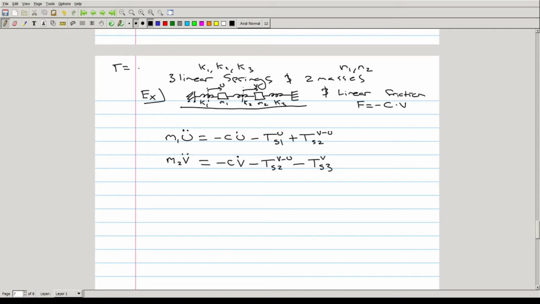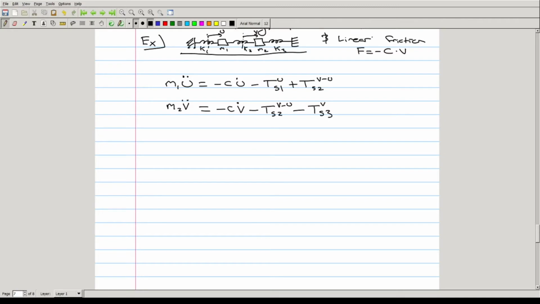So the spring tension is Ki times the stretching of the spring, and we have a linear friction term. Any of these can be changed if you want to complexify the model and make it more realistic. But if we make things more complicated, we're going to end up with a nonlinear system. So, for the first equation, we have m1 u dot dot is equal to negative c u dot minus k1 times u plus k2 times v minus u.